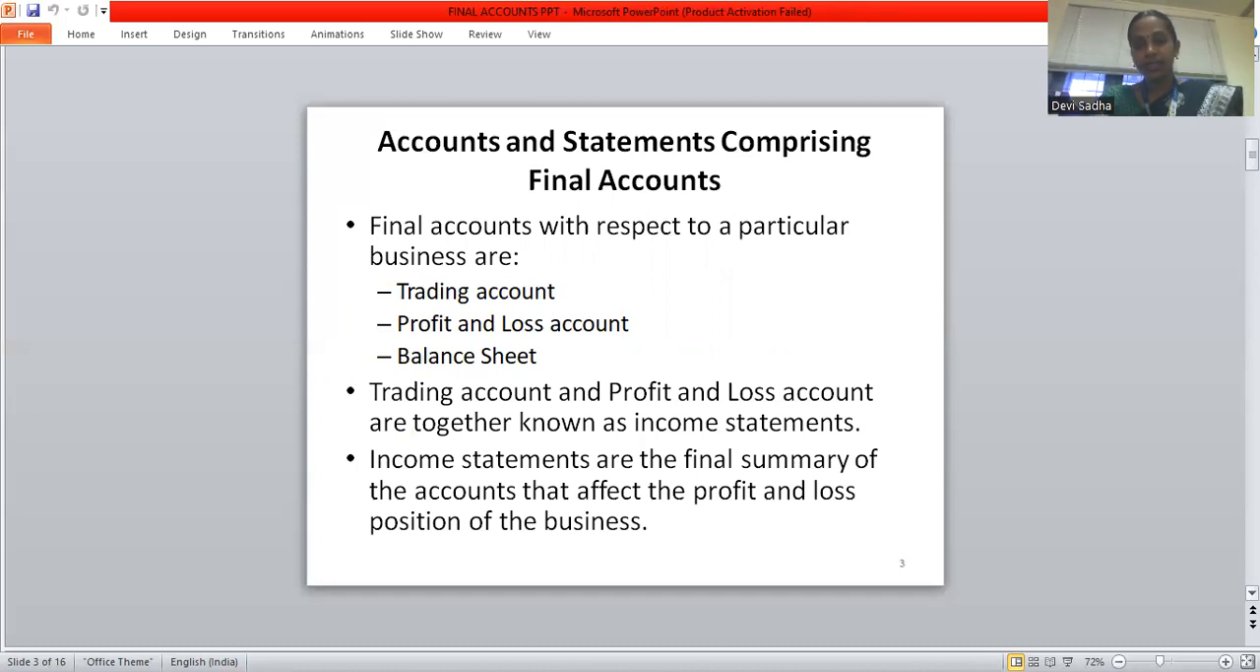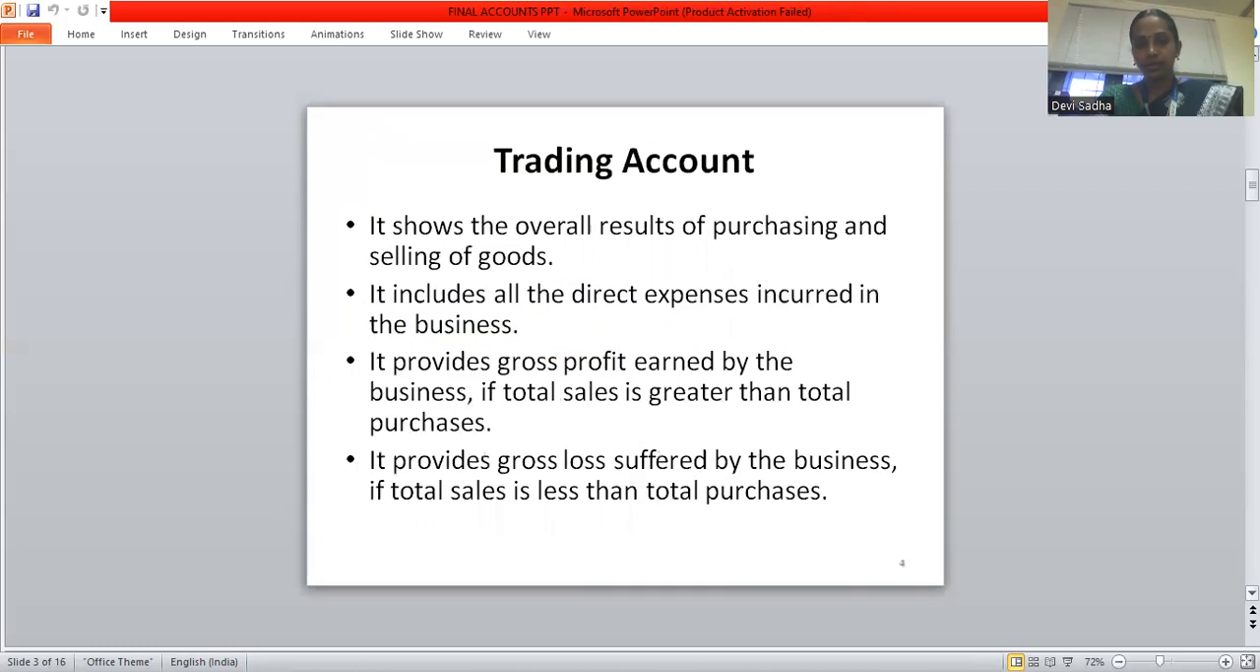Income statements are the final summary of the accounts that affect the profit and loss portion of the business. The next one, what is meant by trading account? It shows the overall result of purchasing and selling of goods. It includes all direct expenses incurred in the business. In the trading account, we enter only direct expenses. Then it provides the gross profit earned by the business.